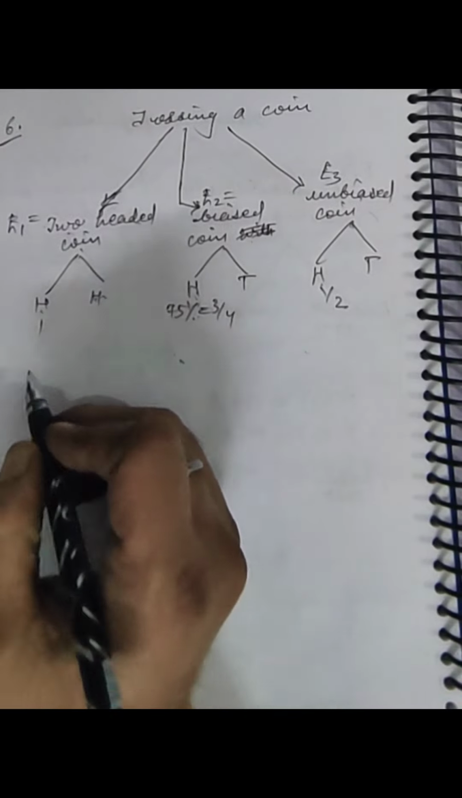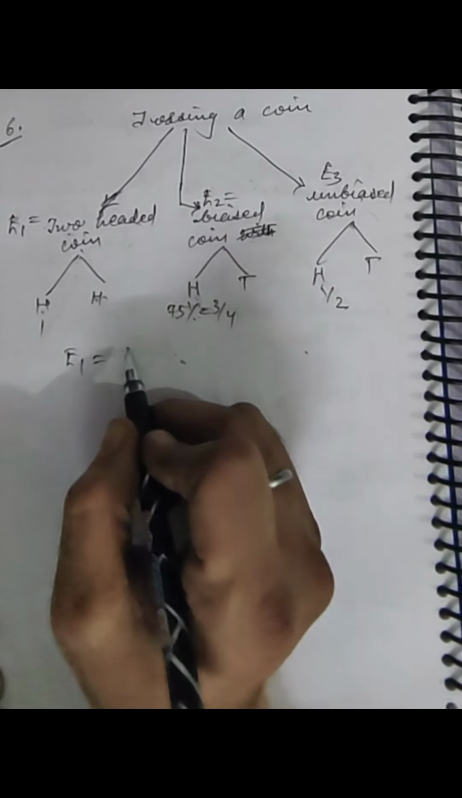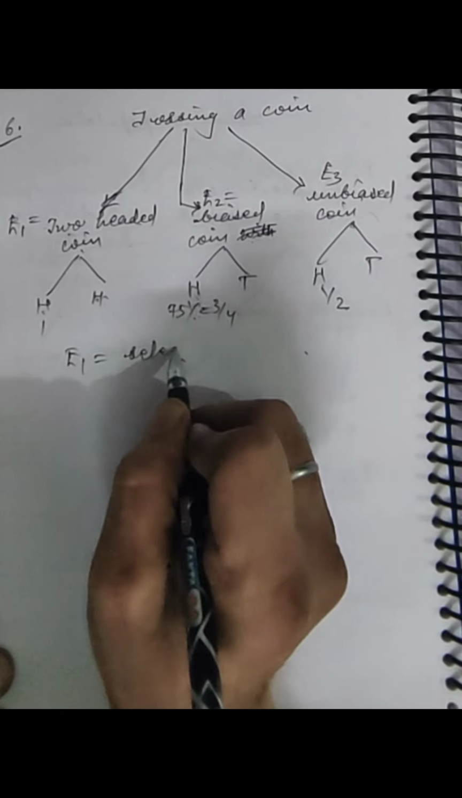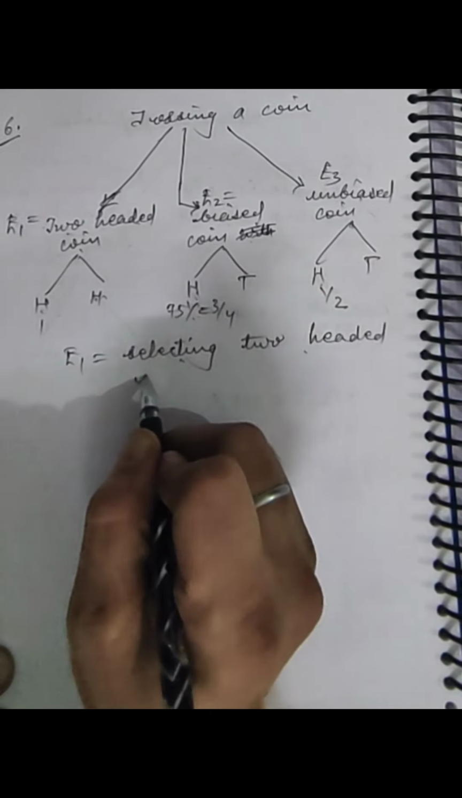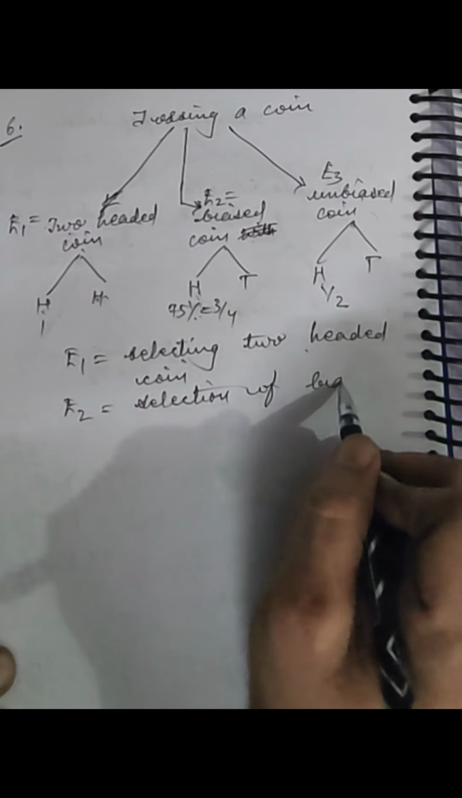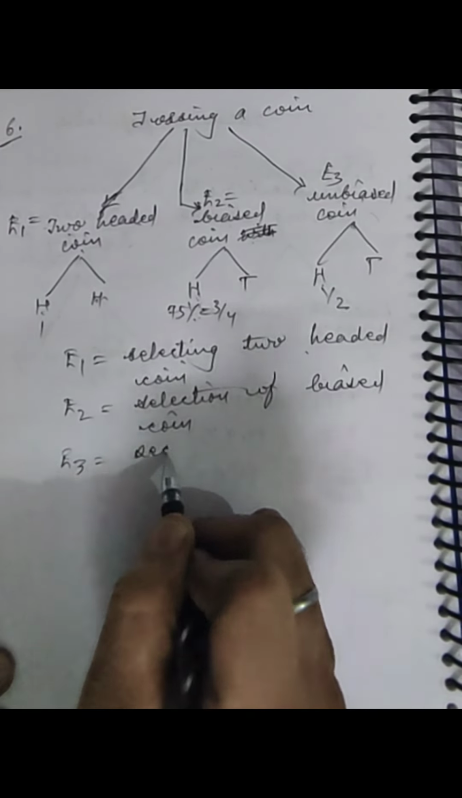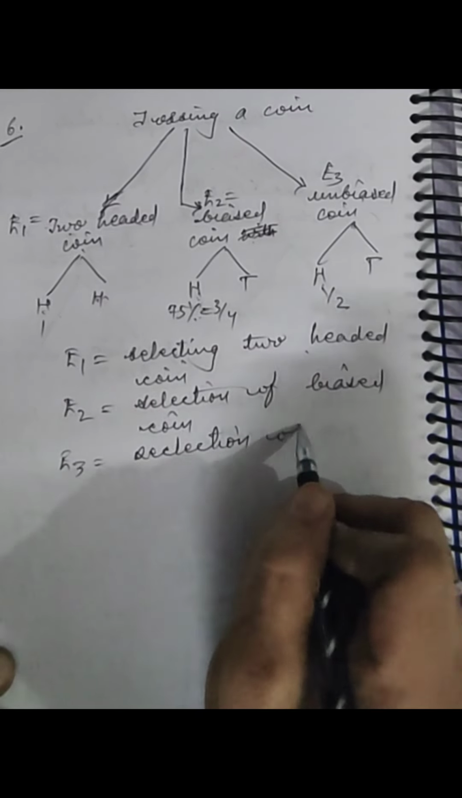By the way, let us write it properly this time. E1 is selecting a two-headed coin, E2, selection of a biased coin, E3, selection of an unbiased coin. This is how to write in an exam and presentation. Okay, and we are given the probability of the events.